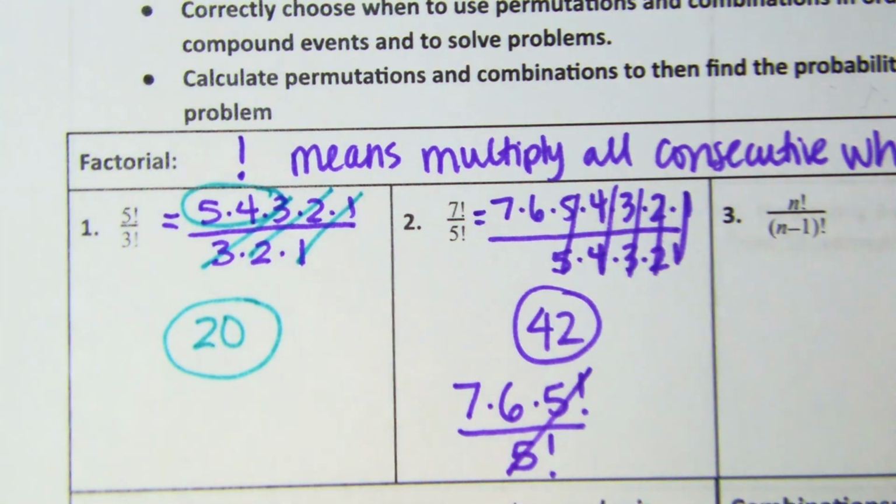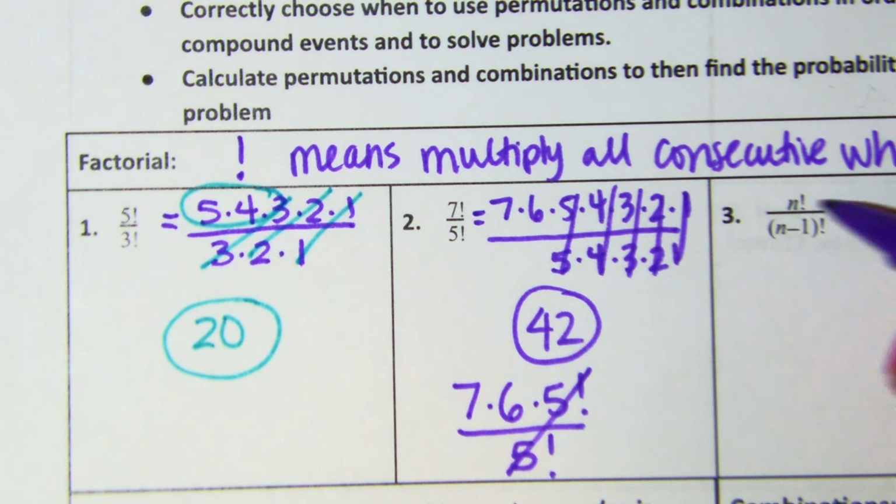This is where it's important to know how to do this without a calculator. So if you have n factorial, think about it. Every time you're going one less. So n is what you're going to start with, but the next one has to be n minus 1. And then the next one has to be n minus 2, etc., etc.